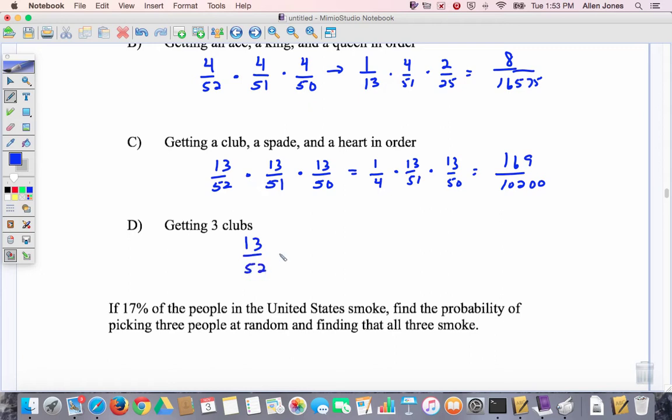One more time with our deck of cards, all 3 of those being clubs. 13 clubs out of 52 total cards. We pull out a club, so there are 12 left out of 51 total cards, and then there are 11 left out of 50. We'll go a little different path here. I'm going to cancel, so I have a 1 and a 4. This will go with a 4 here, so I'll cancel that out. 12 and 4 can both be divided by 4. 4 divided by 4 is 1. 12 divided by 4 is 3. I'm going to go a step further there. 3 and 51 could be a 1 and a 17. And then I can multiply straight across. 1 times 1 times 11 is 11. And 50 times 17 is 850. So 11 out of 850 is our probability here.